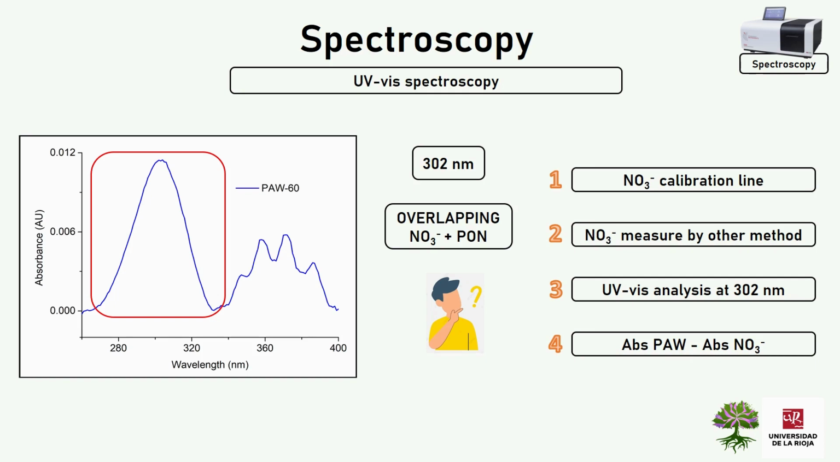It is important to say that after this method, we could compare the absorbance of the peroxynitrates of more than one sample, but we cannot obtain the numerical values of peroxynitrates.